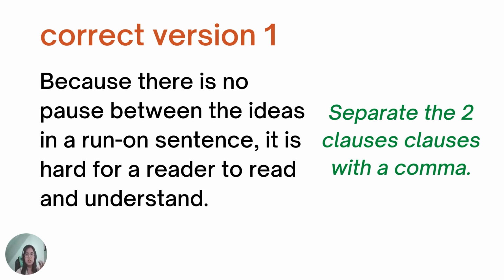If you start a sentence with a dependent clause, you need a comma in between. So let's read. Because there is no pause between the ideas in a run-on sentence, that is, you started your sentence with a dependent clause. You just have to insert a comma to separate these two clauses. This also makes it easier for the reader to read because the reader can stop and breathe, unlike the previous one. Because there is no pause between the ideas in a run-on sentence, it is hard for a reader to read and understand. If there is a comma, that is an indication for the reader to stop or to pause.